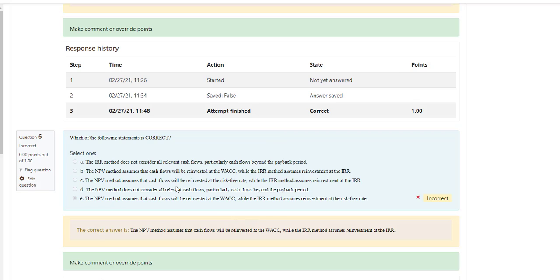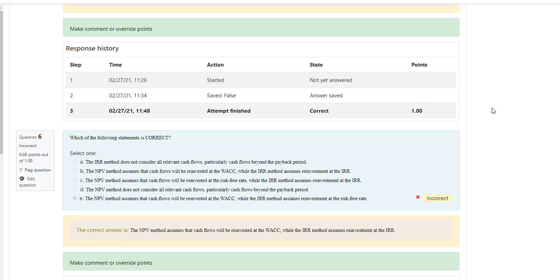Net present value does not consider all relevant cash. Of course it does. Net present value assumes cash flows will be reinvested at weighted average cost of capital, while internal rate of return assumes investment risk-free. No, it doesn't assume. So the only one that's actually right is this one.